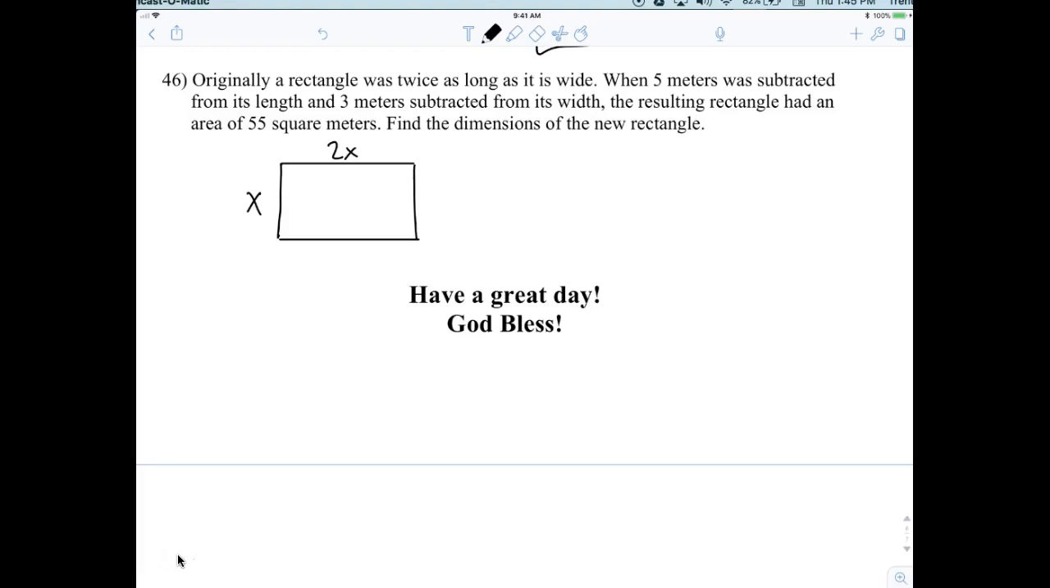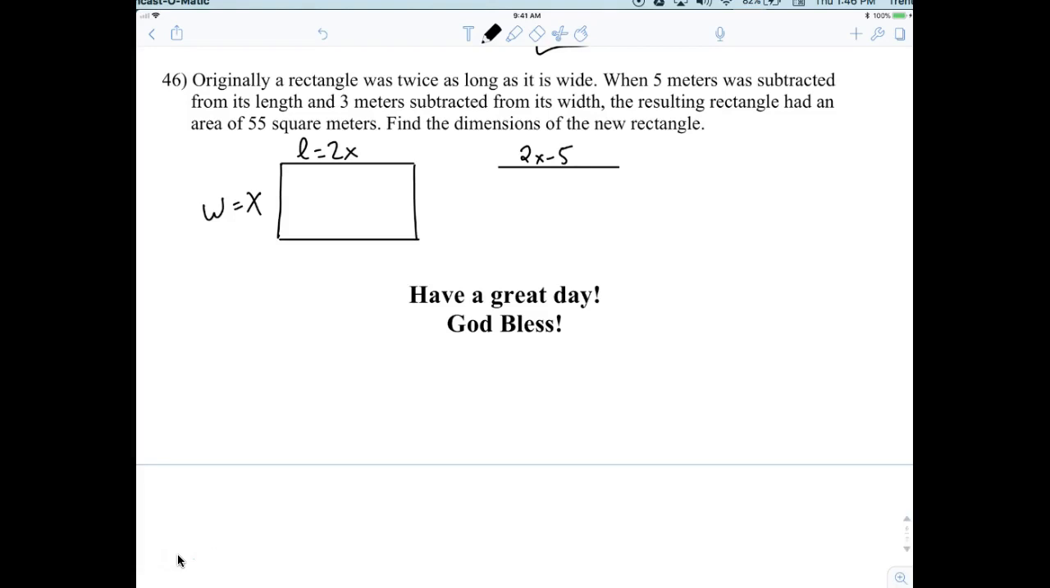When 5 meters was subtracted from the length. Now, do you agree this is the length and this is the width? Because the length is what? Twice as much as wide, correct? So now I'm creating a new rectangle. I'm subtracting 5, which means that's going to be what? 2x minus 5. Brilliant.